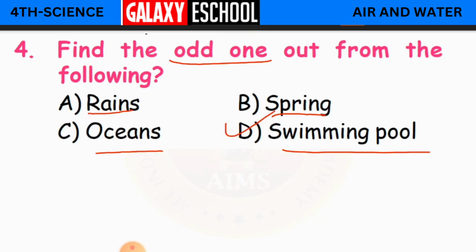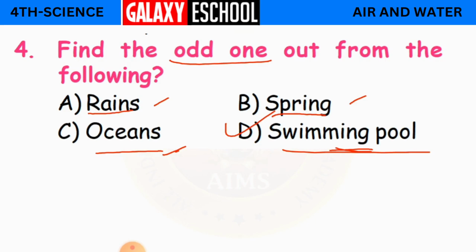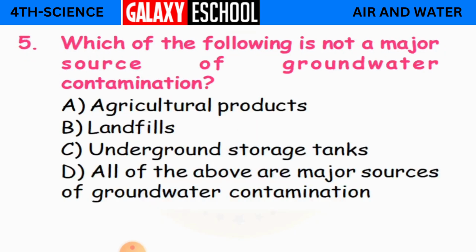Why is it so? Because rains, spring, oceans are natural processes. It is by nature. But swimming pool, like we have built it, human beings have built it, it is an artificial thing. So that is why D is the correct answer.